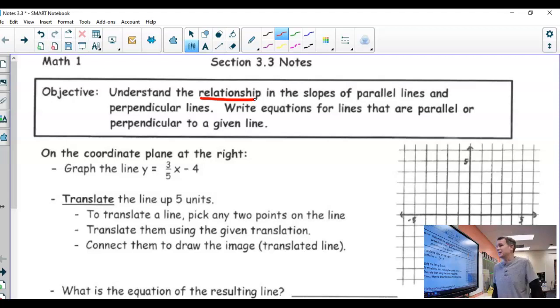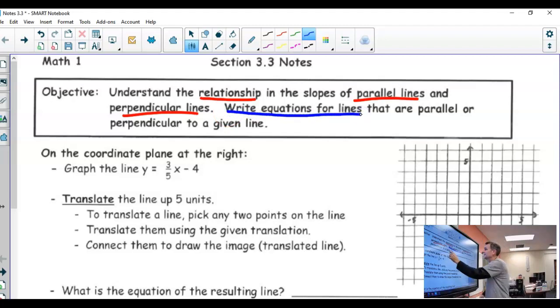The relationship between parallel lines and perpendicular lines, and maybe more importantly, be able to write equations for lines that are parallel or perpendicular to a given line. I'll get through all of that relatively quickly here.